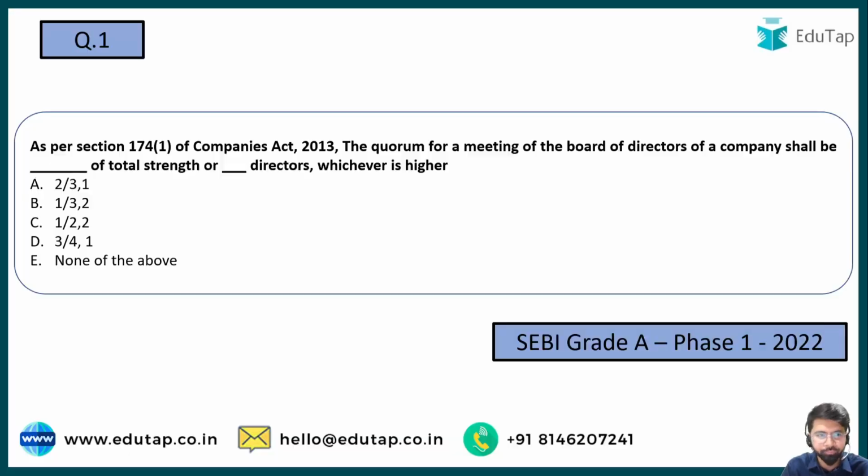So now friends, let us proceed ahead with the PYQs of 2022, that is of phase 1 SEBI grade A examination. So now let us look at the question. As per section 174 clause 1 of the Companies Act 2013, the question says the quorum for a meeting of board of directors of a company shall be dash of total strength or dash directors, whichever is higher.